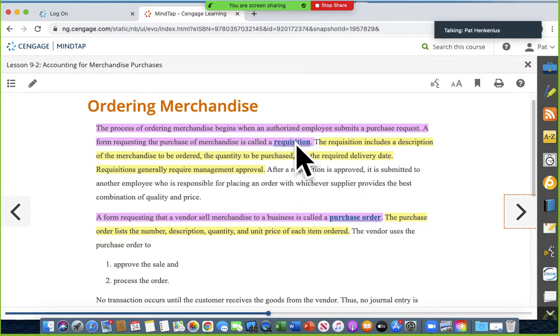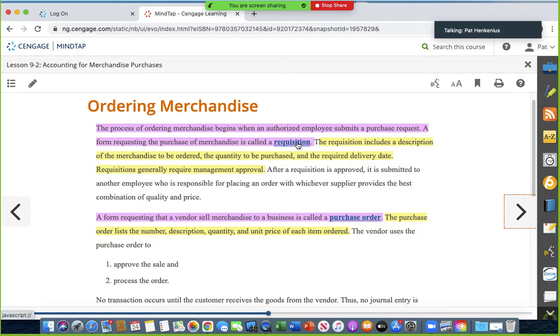But the requisition is a similar thing. A requisition is just this process, these forms employees have to submit to say, hey, we would like to purchase this. Now you just send an email. It's nothing big. But anyway, at least you understand a form requesting purchase of merchandise is called a requisition. It's something that you might see, a requisition.